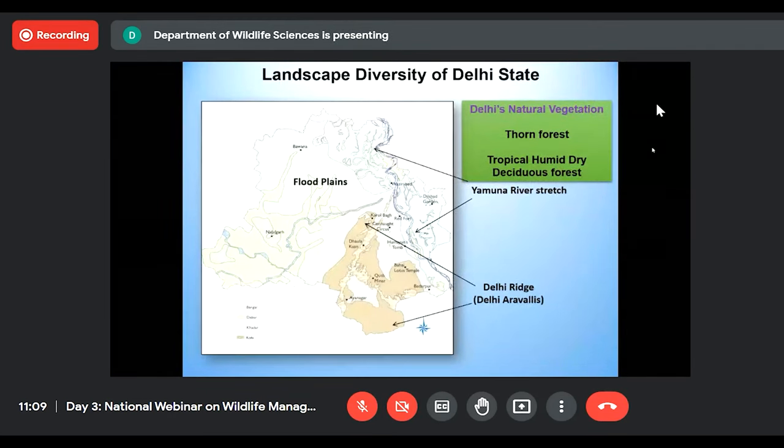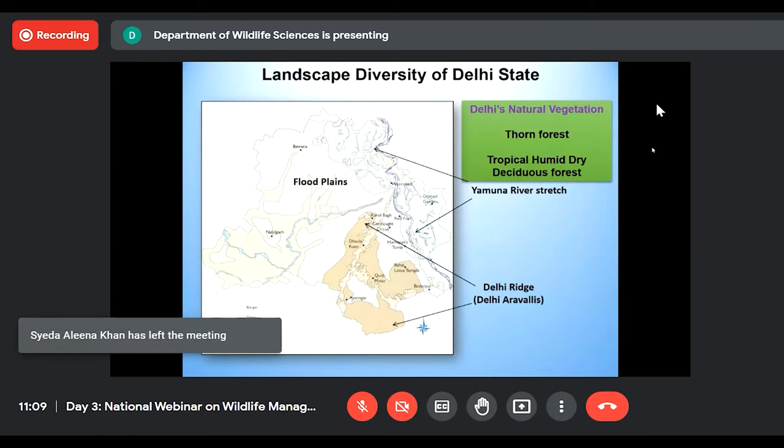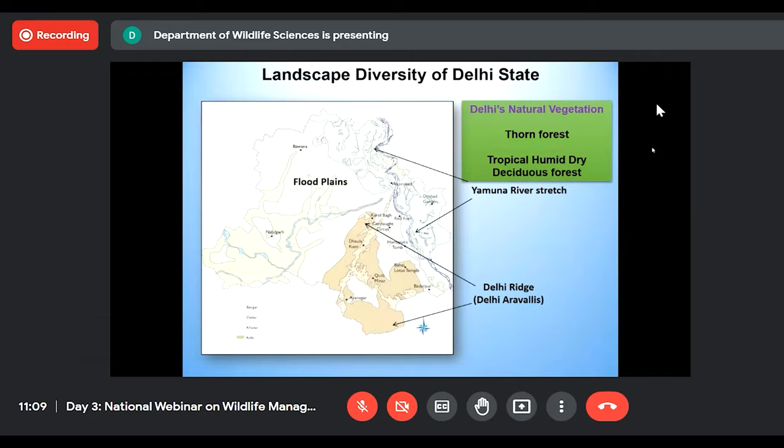If you see the typical Delhi state landscape diversity and surrounding areas, it encompasses the Yamuna floodplains or the Yamuna River and a portion of the Aravalli Hills, popularly called the Delhi Ridge. Delhi's natural vegetation supports thorn vegetation forest and tropical humid deciduous forest. So typically two kinds of vegetation types are found in Delhi, and they supported an enormous number of wildlife in the past. Next, please.